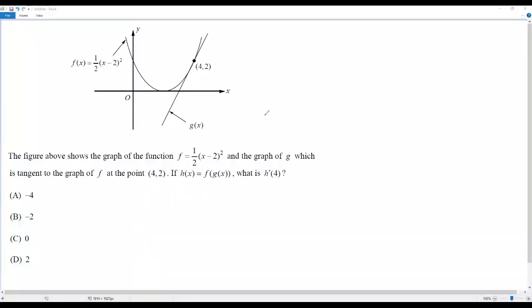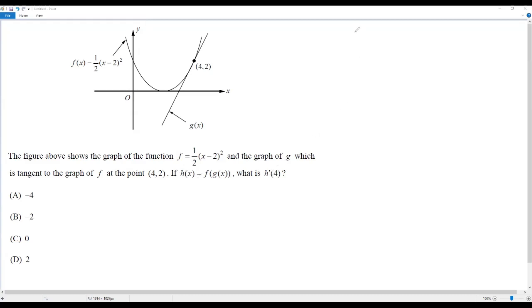Here we have an AP Calculus AB problem. Okay, let's go to the question. The figure above shows the graph of the function f of x equals one half times (x minus 2) squared, and the graph of g, which is tangent to the graph of f at the point (4, 2). If h of x equals f of g of x, what is h prime of 4?